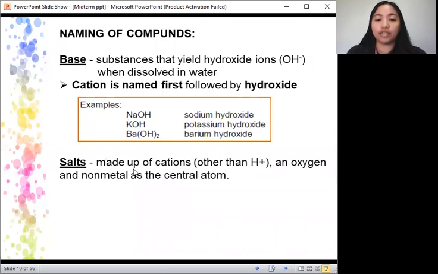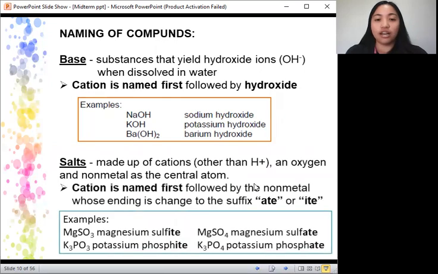Salts are compounds made up of cations other than hydrogen, and oxygen and a non-metal as the central atom. The cation is named first, followed by the non-metal, whose ending is changed to the suffix ate or ide. For example, magnesium sulfite and magnesium sulfate. You saw it in the table. So again, you have to familiarize the table of common anions and cations.